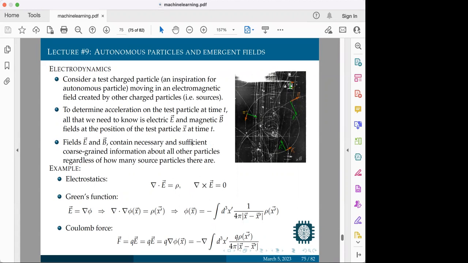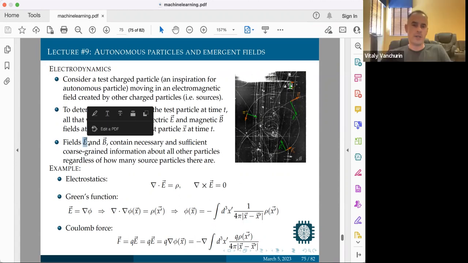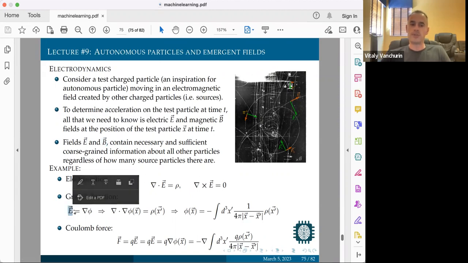What are the 6 numbers here? Oh, E is a vector, a 3-dimensional vector, so there are 3 numbers for it. And B is a 3-dimensional vector, so 3 numbers for that. However, in the case of electrostatics, instead of 3 numbers, there's no B, so those 3 numbers are gone. Instead of E, you actually have only 1 number, a scalar field phi, the electric potential, that determines everything.